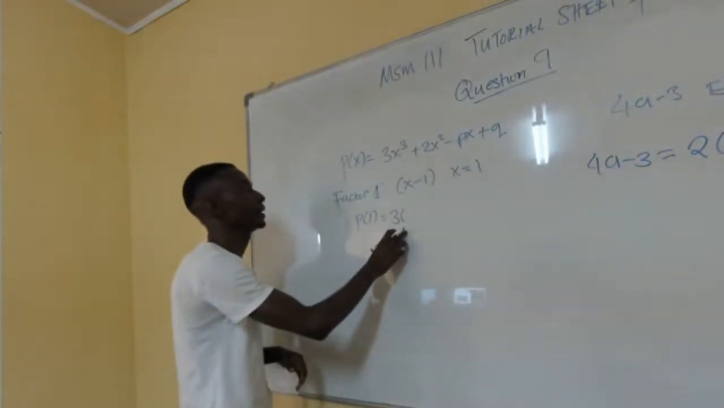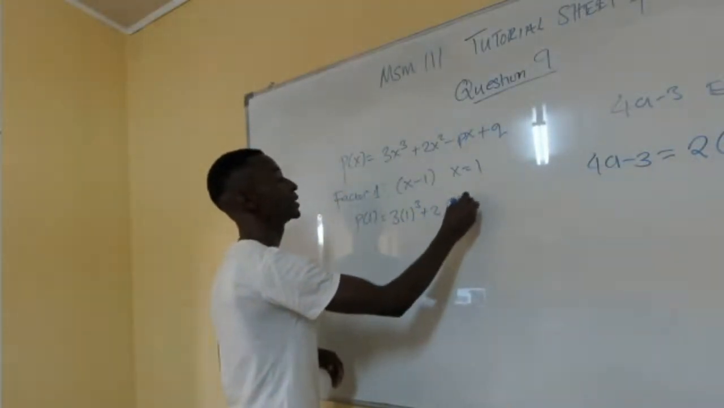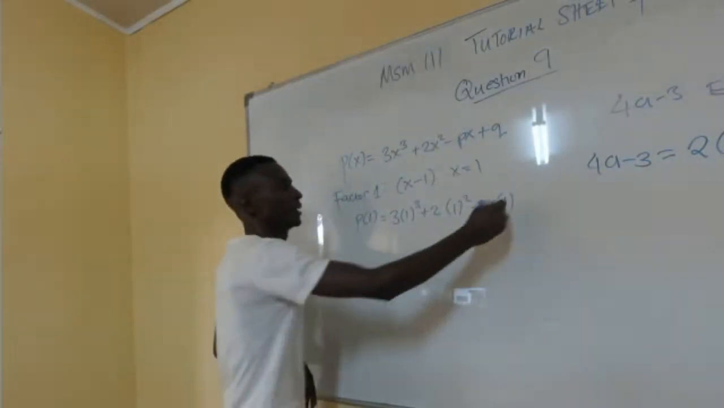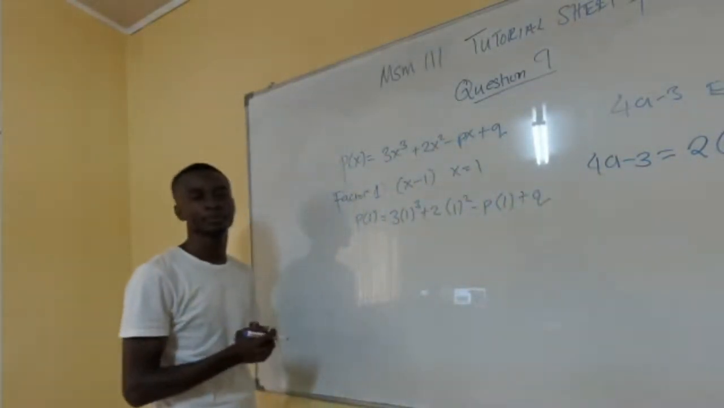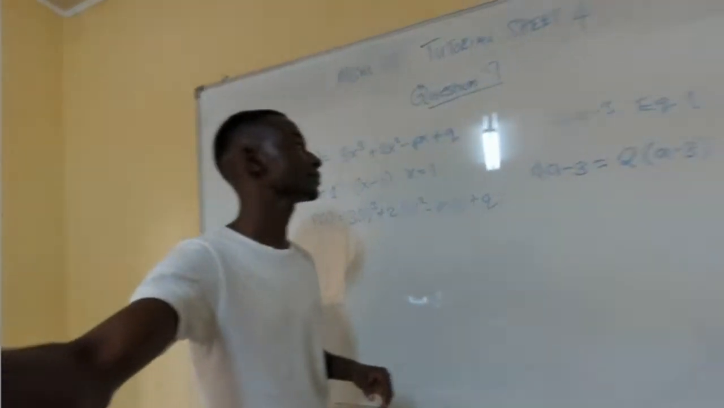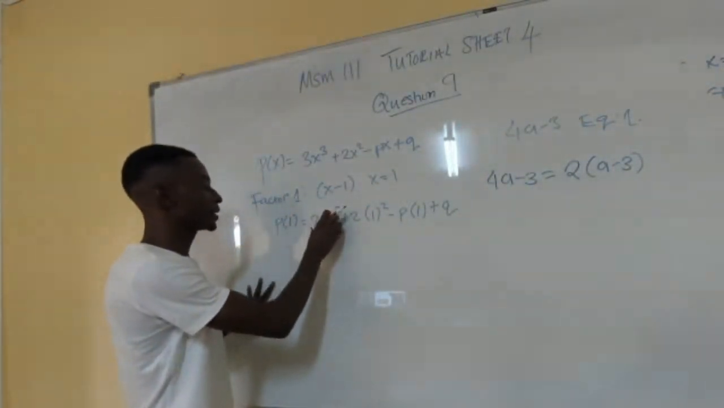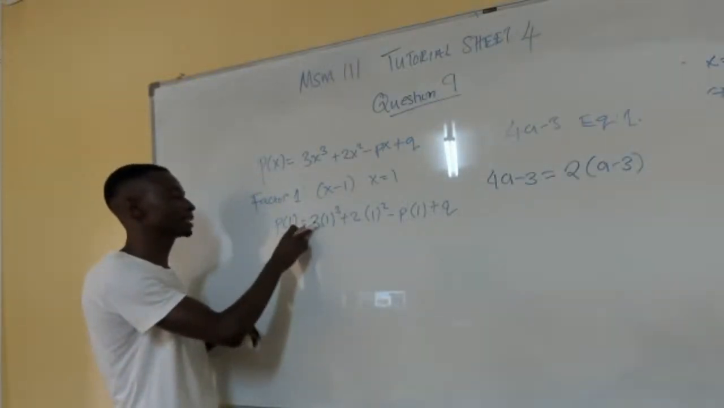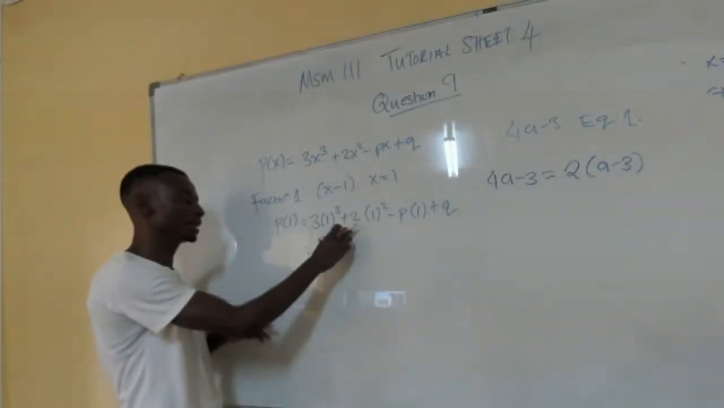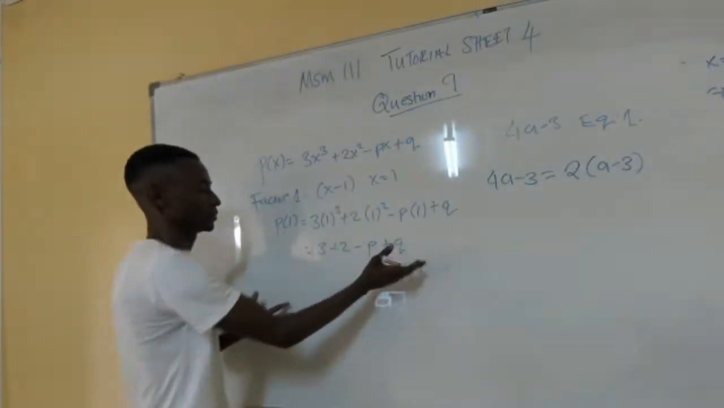3 multiplied by 1 to the power 3 plus 2 multiplied by 1 to the power 2 minus p multiplied by 1 (no power there), so plus q. Now let's do this. What is 1 to the power 3? It's 1. 1 multiplied by 3 is 3. Plus, 1 to the power 2 is 1, multiplied by 2 is 2. So minus p plus q, equal to that.